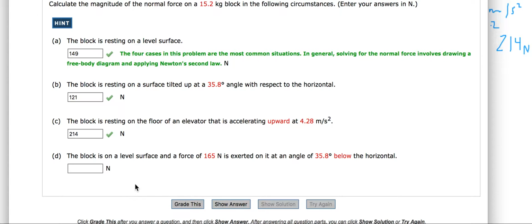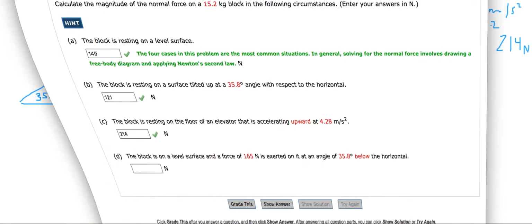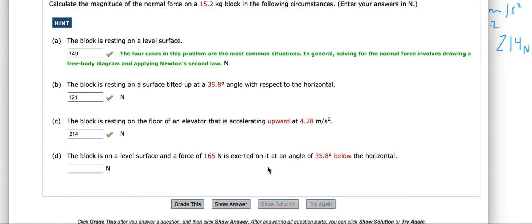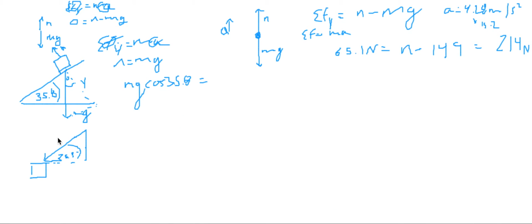The block is on a level surface and a force of 165 newtons is exerted on it at an angle of 35.8 degrees below the horizontal. So here's our block. Here's our horizontal. And there's a force being exerted on it, 35.8 degrees. And we know the force, which is 165 newtons. Our N will be going up again, and our mg will be going down.